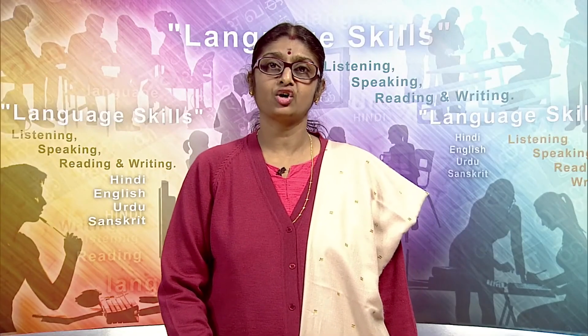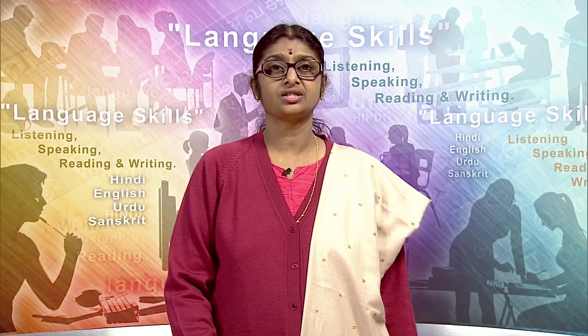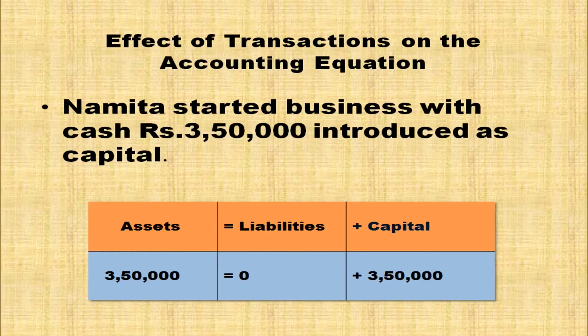What is the effect of the accounting equation in various transactions? Let us analyze it one by one. Namita started business with cash of rupees 3,50,000 introduced as capital. So the equation will come in this form: assets equals liabilities plus capital. On the asset side, you can open a column for cash. In the cash column, a cash balance of 3,50,000 will be shown, and in the capital column 3,50,000. So assets equals liabilities plus capital; the accounting equation is satisfied.